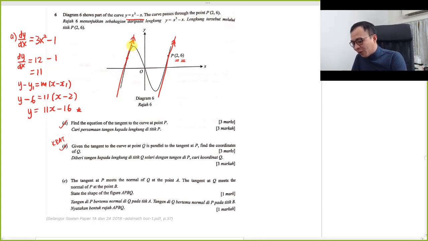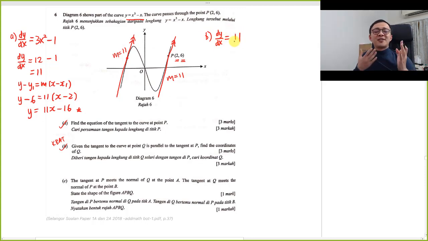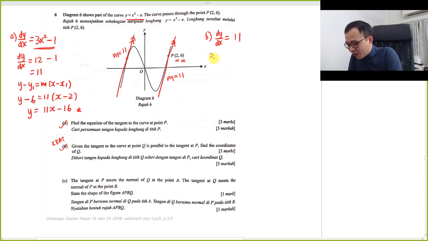What I know is my tangent gradient is 11. So this line gradient must be 11. This is the purpose of parallel, right? So how do we find the coordinates of Q? The very important information is that my dy dx equals 11, because these two lines have the same gradient. So 3x squared minus 1 equals 11, 3x squared equals 12, x squared equals 4, x equals positive or negative 2.